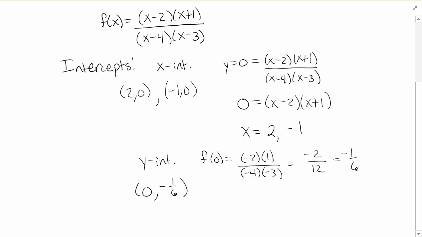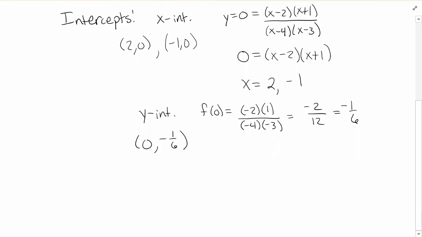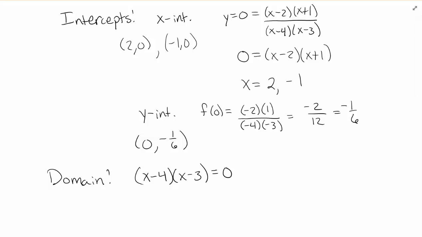Okay? Another thing I'm going to care about is the domain of this function. I don't have any square roots, so I don't have to watch out for that, but I do have a potential for dividing by 0. So if you take your denominator, which in factored form was x minus 4 times x minus 3, I want to set that equal to 0, because anywhere that it equals 0 means I have a 0 in the denominator, so that can't be in my domain. That's going to happen when x is equal to 4 and x is equal to 3.